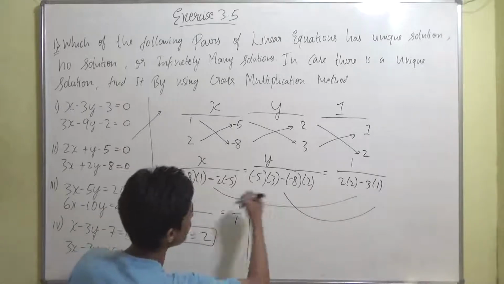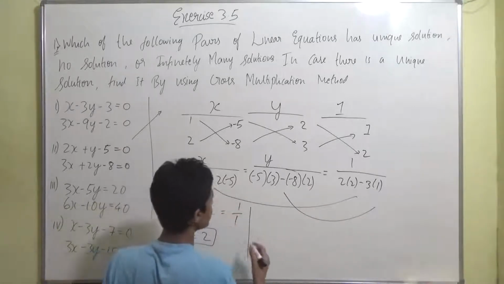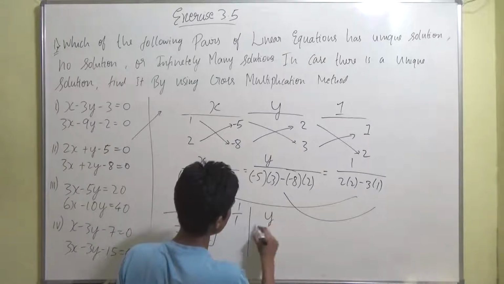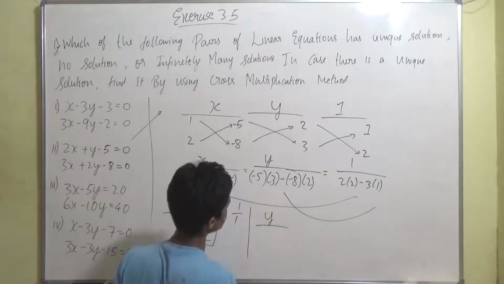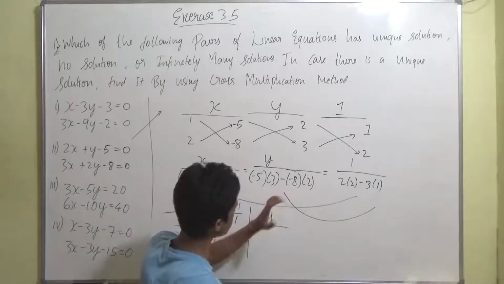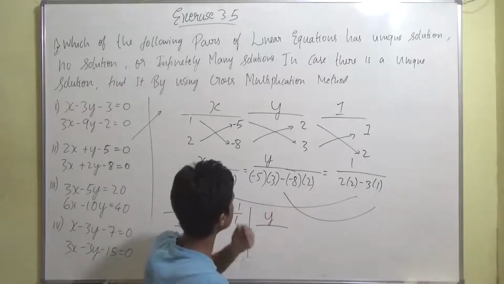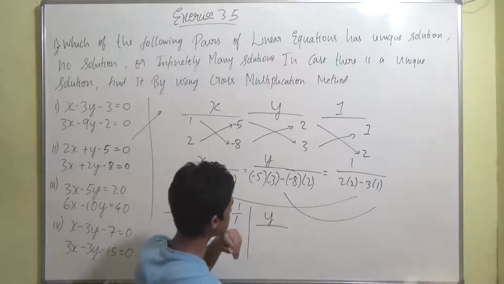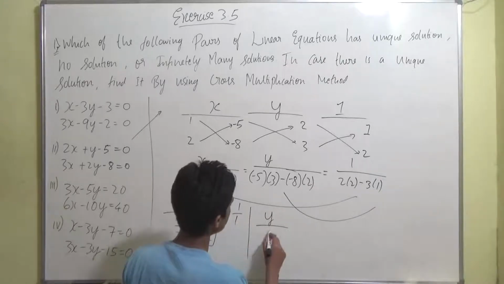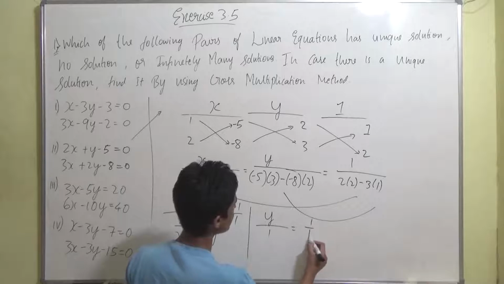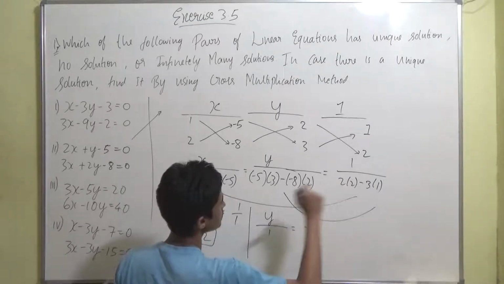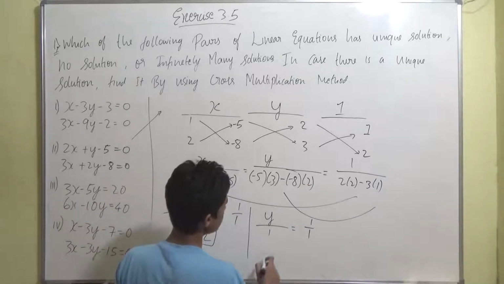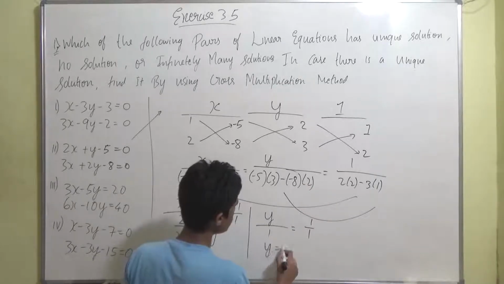Now let's equate the y variable term with the constant term. What happens? It will be y by, this is minus 15 because minus 5 into 3 is minus 15, and here minus into minus becomes plus, so plus 16, getting 8 into 2 is 16. So plus 16 minus 15 is 1, equal to 1 by 1, because we got it right, 1 by 1, the same thing. 1 by 4 minus 3 is 1 by 1, which is equal to 1. So we'll cross multiply now and y will be 1.